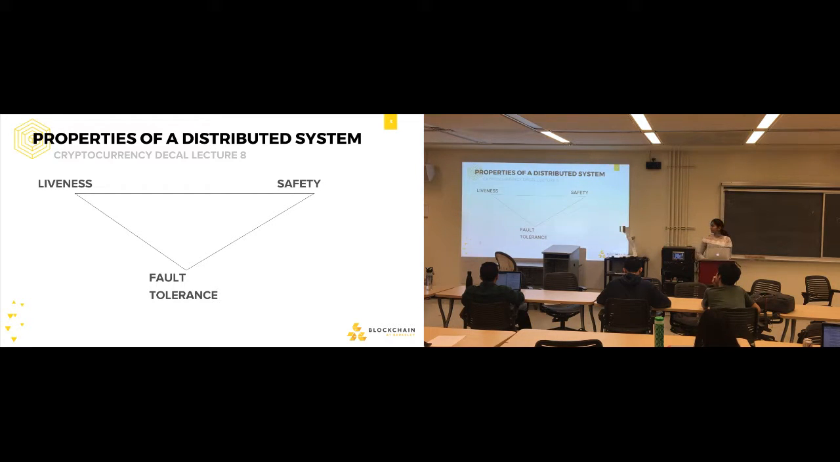In this lecture, we're mainly going to be focusing on liveness and safety, but there's a theorem called the Fischer-Lynch-Paterson theorem, which states that it's impossible to achieve all three of these properties in any distributed system. Fault tolerance basically means that if any one node fails in a system, the rest of the system should not fail.